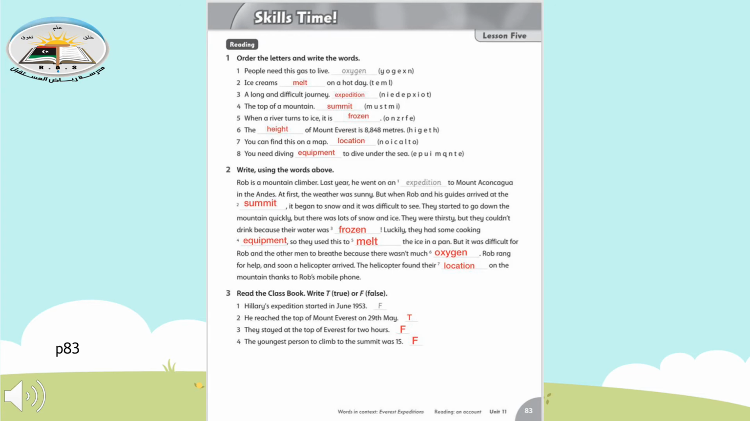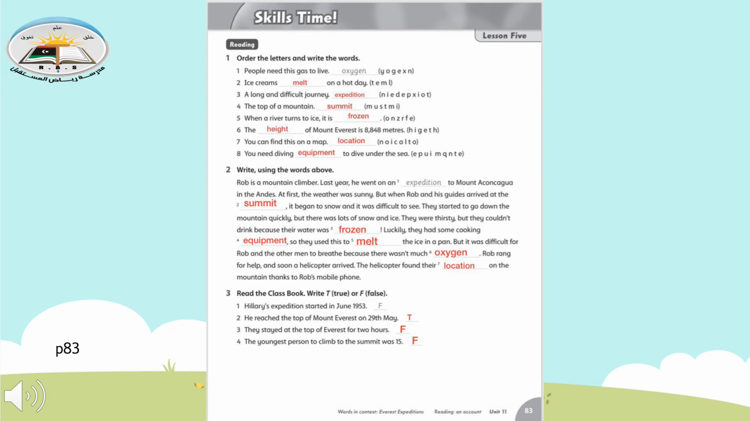Frozen. Number 3, frozen. Luckily, they had some cooking equipment. So they used this to melt the ice. Number 5, melt, in a pan. But it was difficult for Rob and the other men to breathe because there wasn't much oxygen. Rob rang to help, and soon a helicopter arrived. The helicopter found their location on the mountain, thanks to Rob's phone.